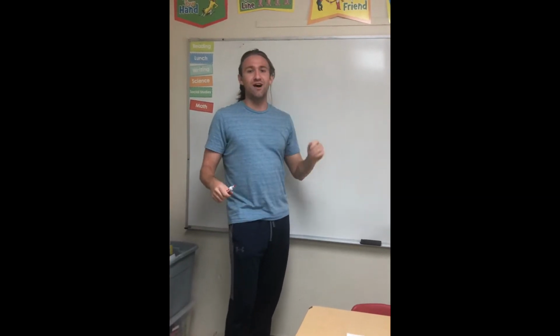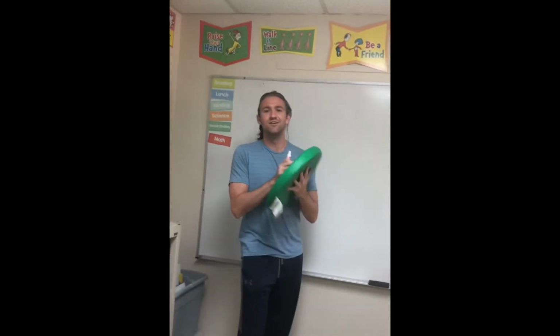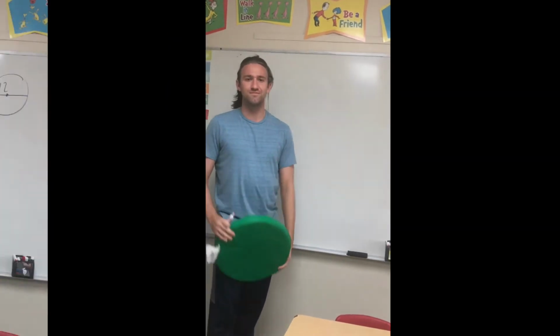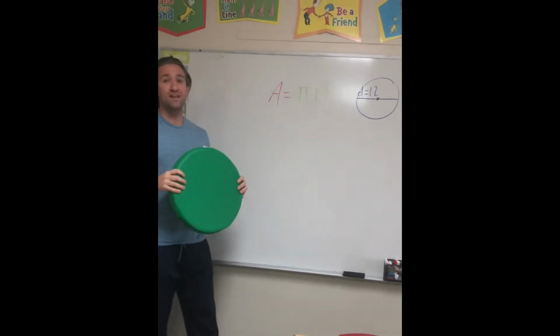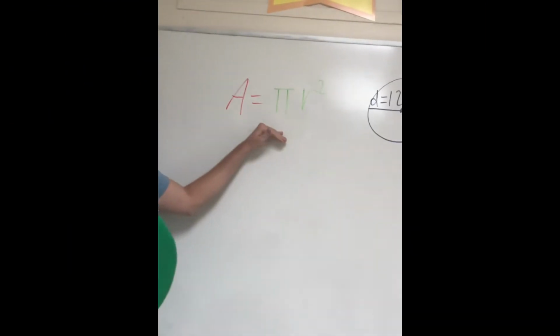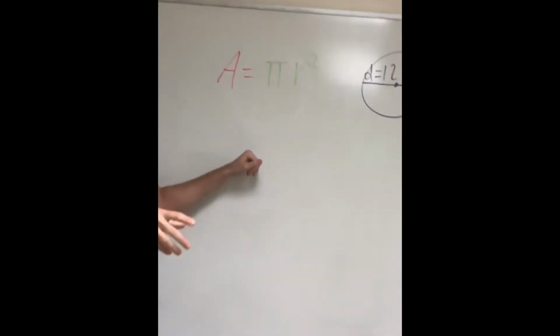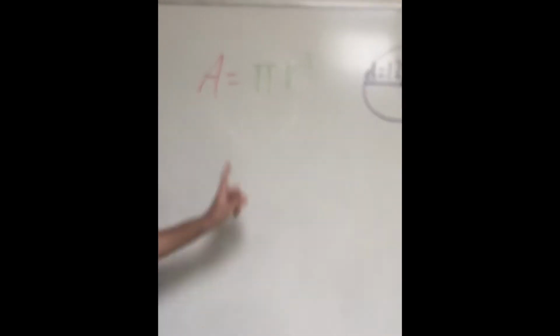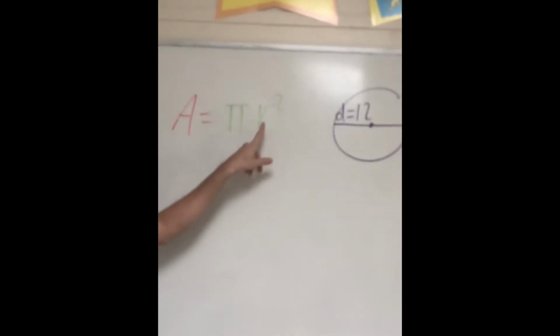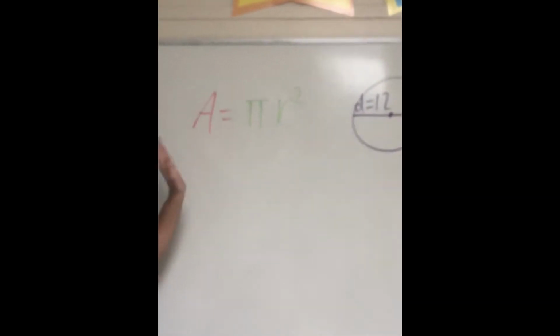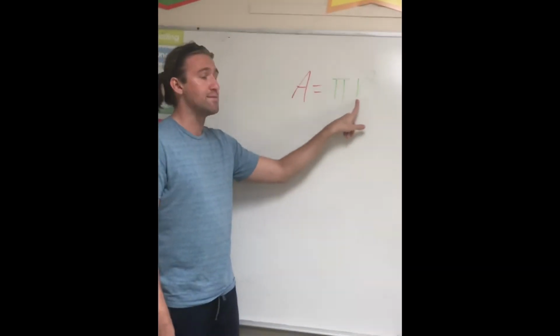Today we're going to learn how to do area of a circle. So, on the board I have written the equation of the area of a circle. I got pi r squared. Okay, so that means that I'm multiplying pi times r squared.